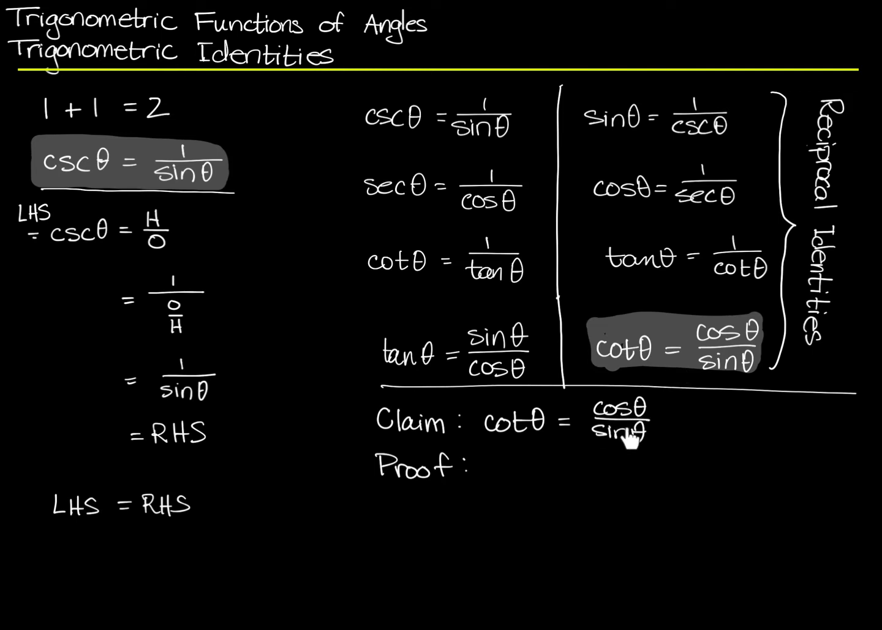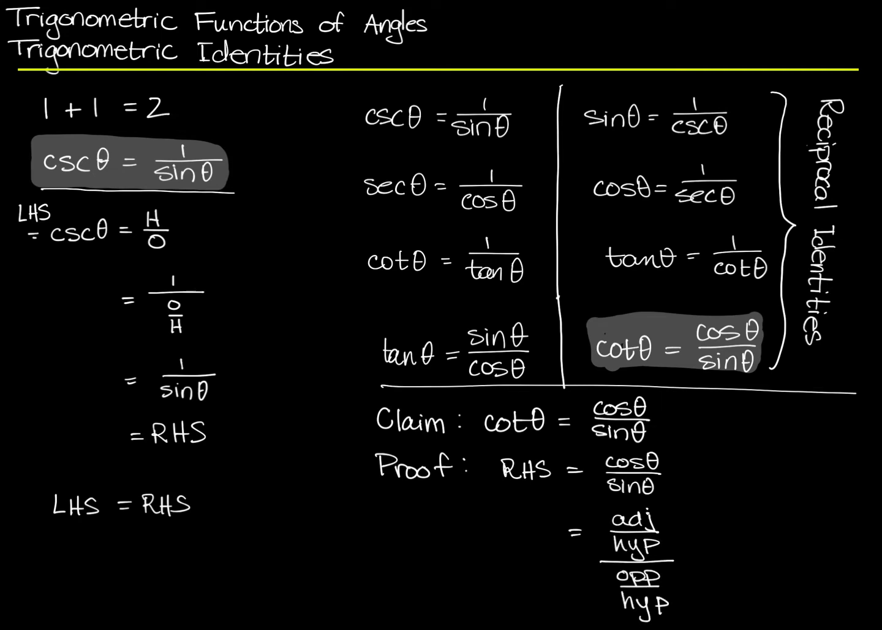So I can either start with the right-hand side and mess around with it until it looks like the left-hand side, or I can do the other way around. In this case, I think I'm going to start with the right-hand side. So I'm going to write right-hand side equals cosine of theta over sine of theta. That in turn equals, by definition, adjacent over hypotenuse over, that's the cosine, adjacent over hypotenuse, over opposite over hypotenuse.